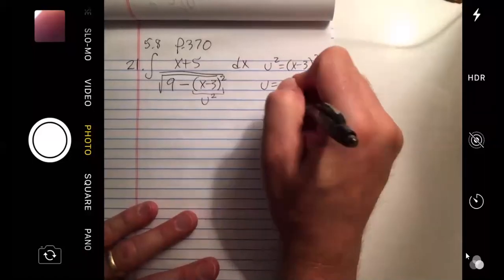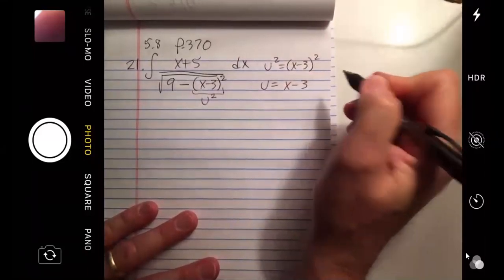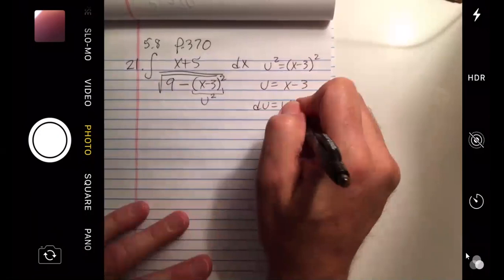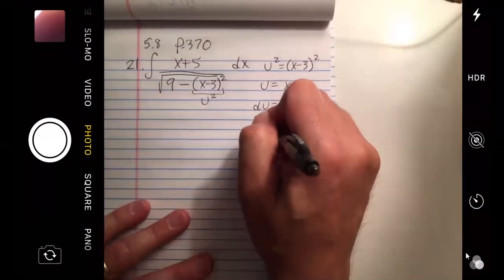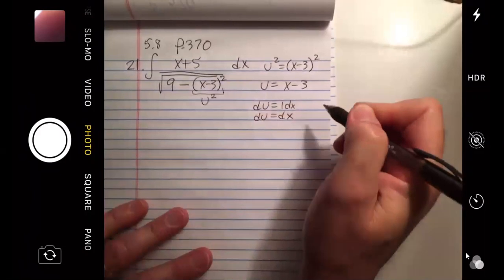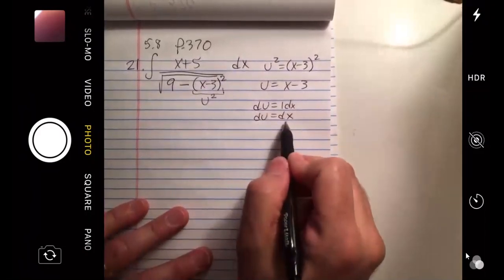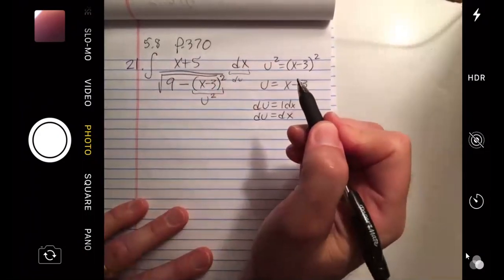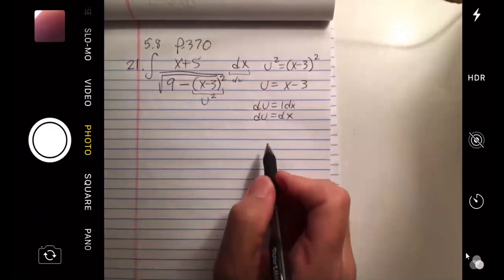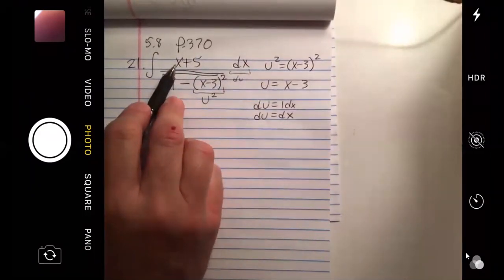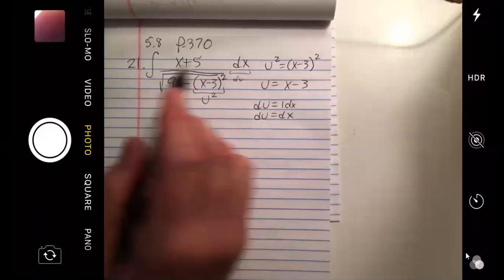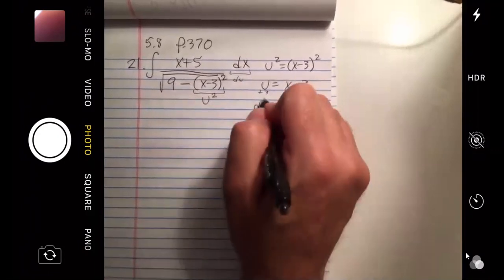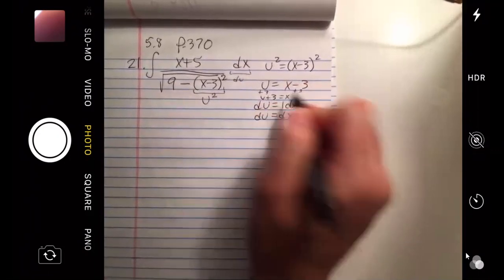Square root to get u. Derivative is simply 1 du. Du is simply 1 dx, or du equals dx. No fix needed. Du and dx are identical. This is du. Okay. We just have to account for this x up here. If I add 3, u plus 3 is equal to x.